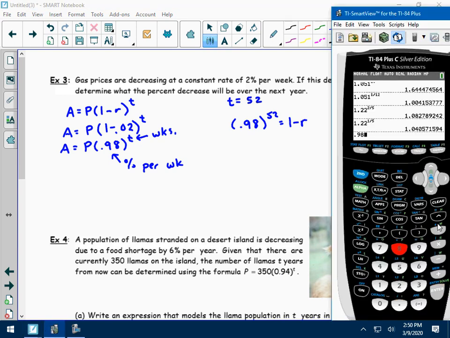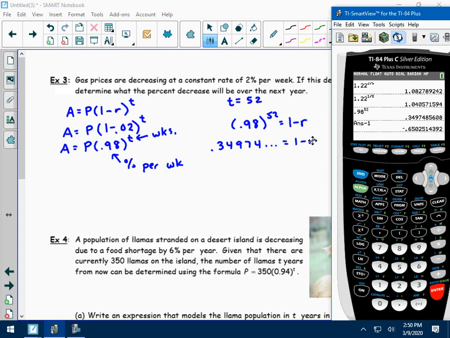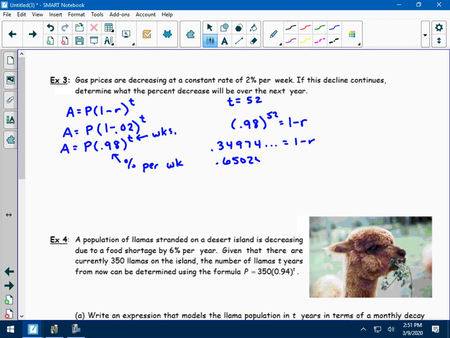So 0.98 to the 52 is that number, 0.34974. It's 1 minus r. I subtract 1 from that. I get a negative number, but that equals negative r. So I would divide by a negative 1 also and end up with 0.65025 equals r. So what's the percent decrease over that next year? 65%. It didn't ask us to write an equation, so it's kind of just like doing step 1 of what we did.